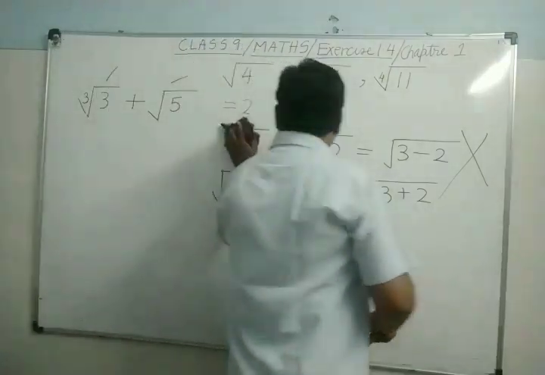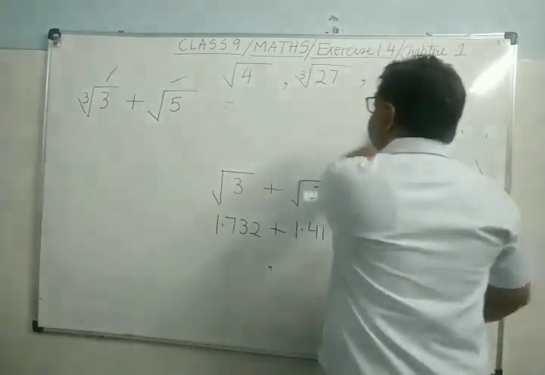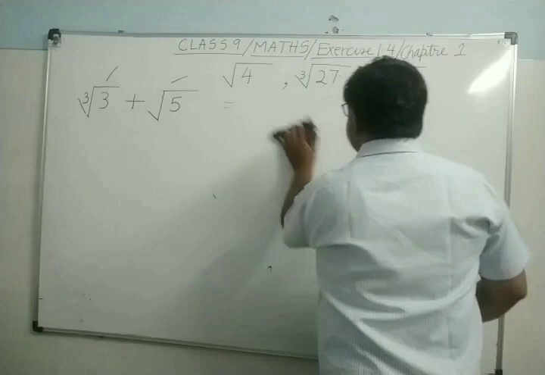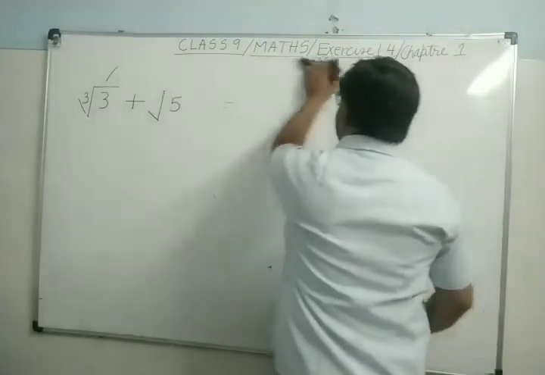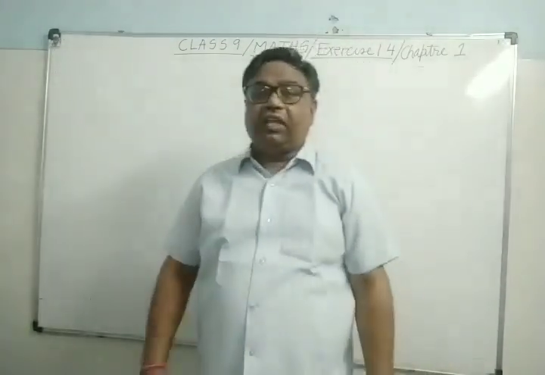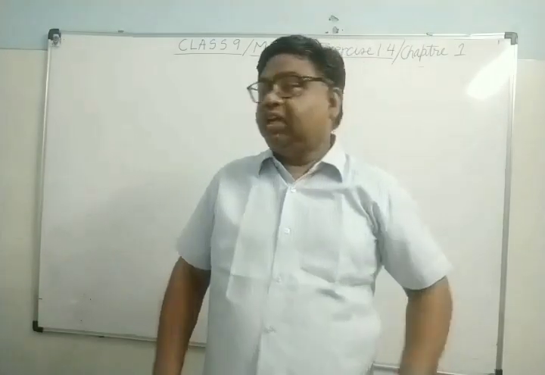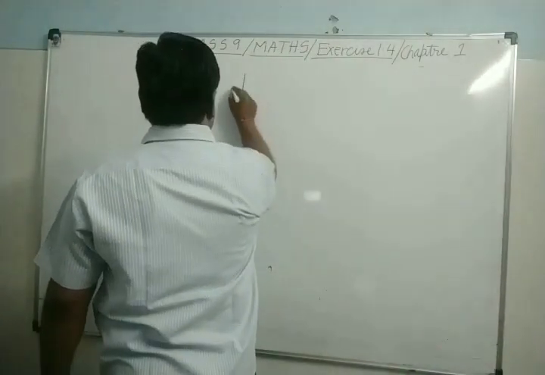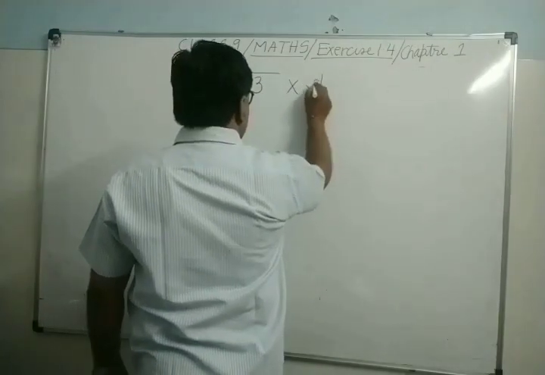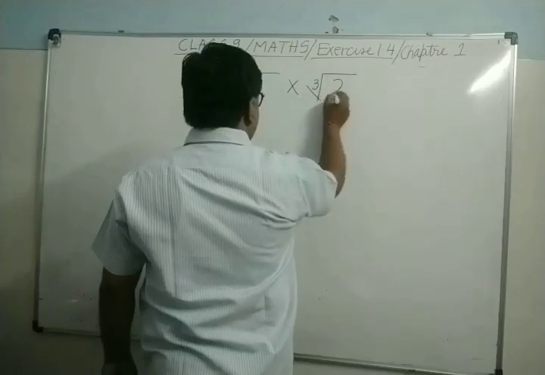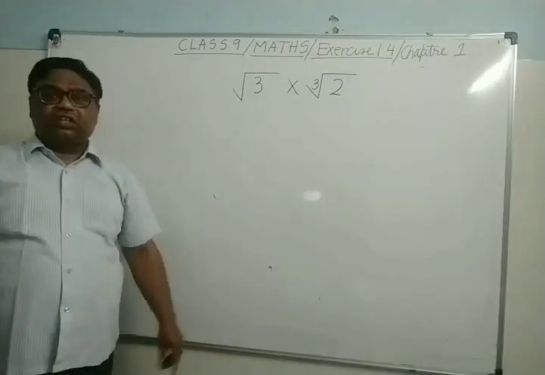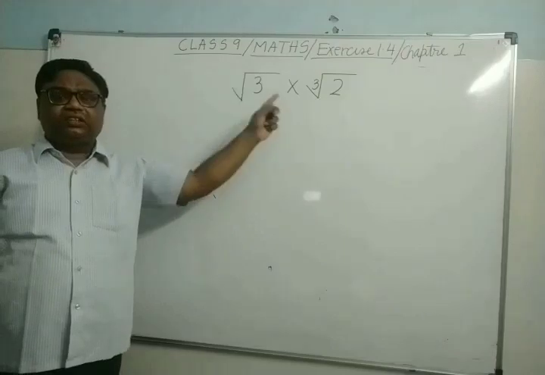Then the second rule, in case of multiplication and division. In case of multiplication and division, it can be carried out, meaning we can perform multiplication and division of surds, but provided they are of the same order. It's clear? It is not possible to do square root 3 into cube root 2. Here this product is not possible. Why? Because the surds are of different order. That's why this is not possible.